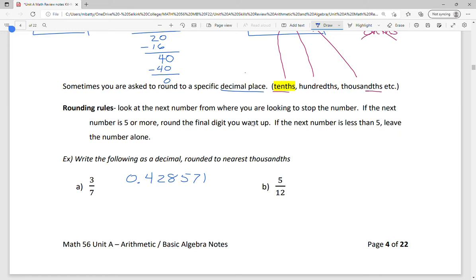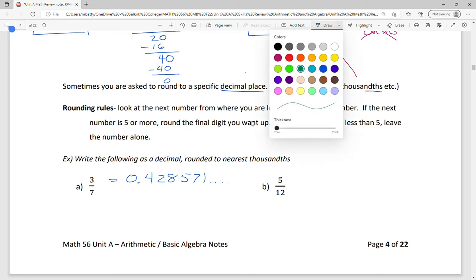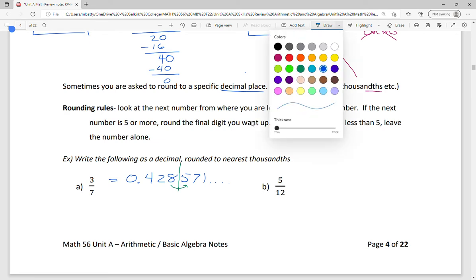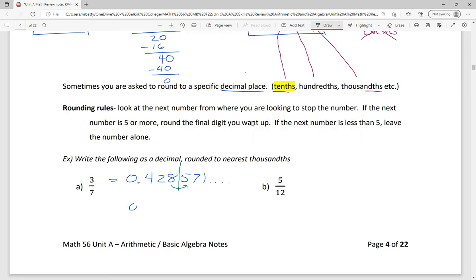So we've got a decimal. This is what my calculator said. It actually went on, I think. We're going to round it to the nearest thousandths. So that would be after the third decimal there. So we want to round there. In order for my number to stop there, I take a look at the next number over and then make a decision based on that. Because it's a 5, that means I'm going to bump my 8 up to a 9.